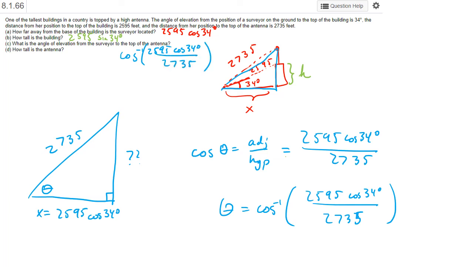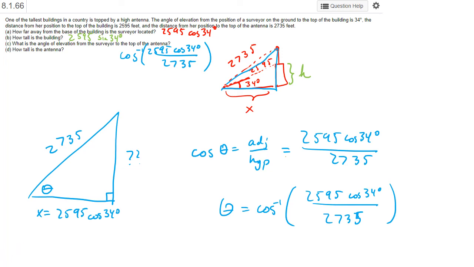Now what I do want to caution is that this arc cosine cannot be used to cancel out this cosine. If this was just the arc cosine of the cosine of 34 degrees, yeah, that's 34 degrees. But this cosine is being multiplied and divided by certain numbers, so the arc cosine is kept away from it. There's no immediate simplification to be done here. This is just what it is.